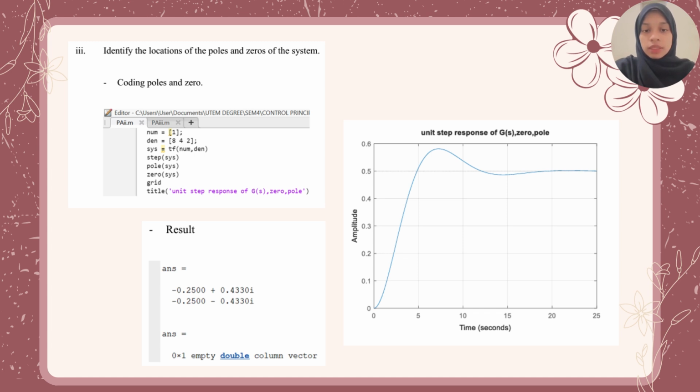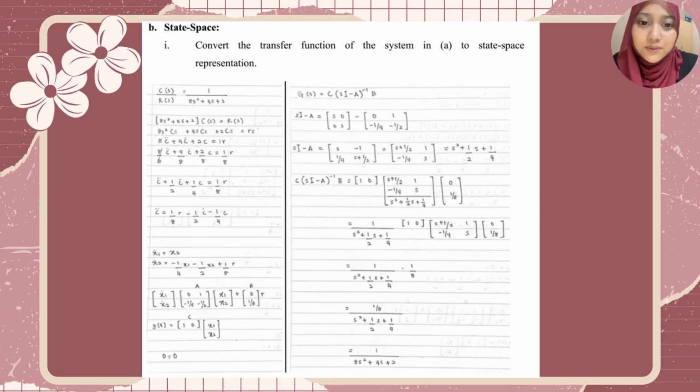This means the system is second order and under damped, which is consistent with the slight overshoot and oscillation observed in the step response. Next is state space. We convert the transfer function of the system in A, which is the electrical circuit, to state space representation. This is how we convert it: C(s)/R(s) equals 1 over s squared plus 4s plus 2.